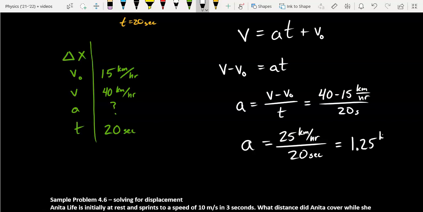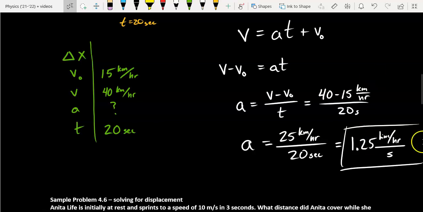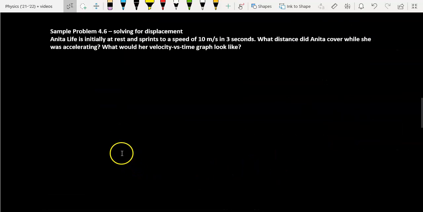So this would be 1.25 kilometers per hour every second that van is moving. So every second that van is changing its velocity by 1.25 kilometers per hour. Got it? All right, next one.